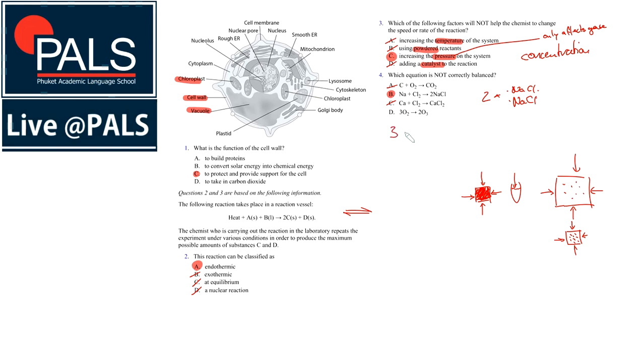We have 3 times O2. So if we have 3 times O2, then we have a total of 6 oxygen atoms, which react to form 2 times O3. So O3 is a molecule that has 3 oxygen atoms. If we have this 2 times, we have a total of 6 oxygen atoms as well. So on both sides of the reaction, we have 6 oxygen and 6 oxygen. The product side too. So this one is balanced. The only one that is not balanced is B.